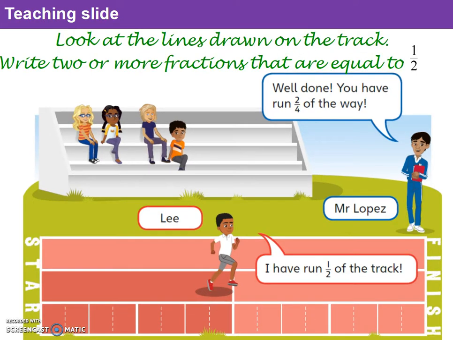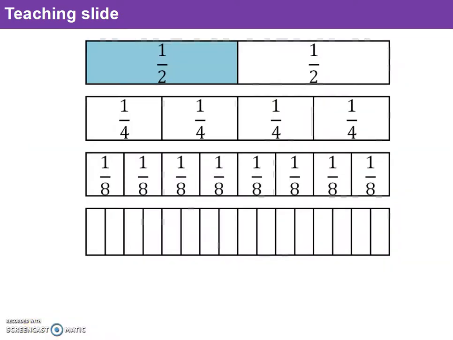For question 1B, where we're looking at the lines drawn on the track, and we're going to find 2 or more fractions that are equal to 1/2. So again, we can use our bar models to support us with this, just as the running track is showing us. Now we can see on here I've got 4 different bars, and each bar is separated into a different amount of equal parts. The equal parts is really, really important here. I can't just chop it into parts because I fancy it. Each one has to be the same size in order for it to be a fraction.